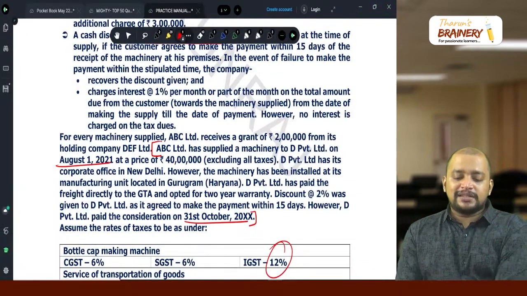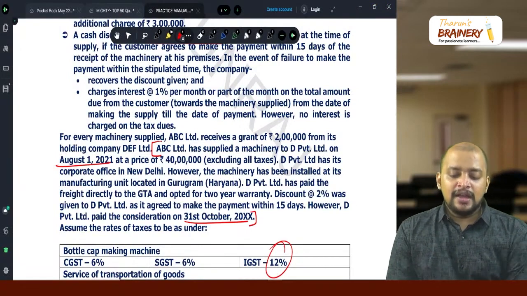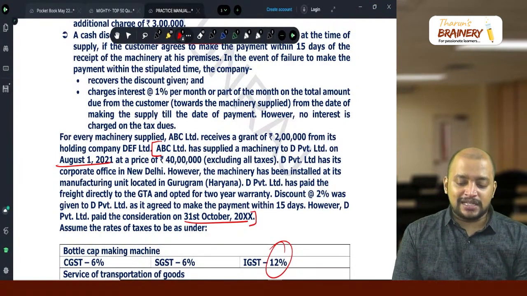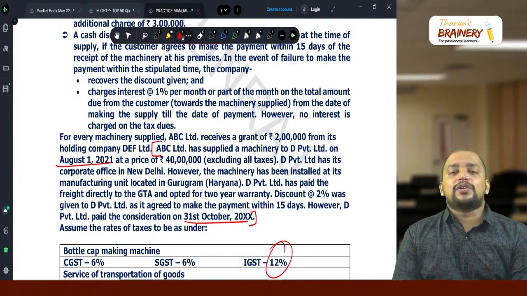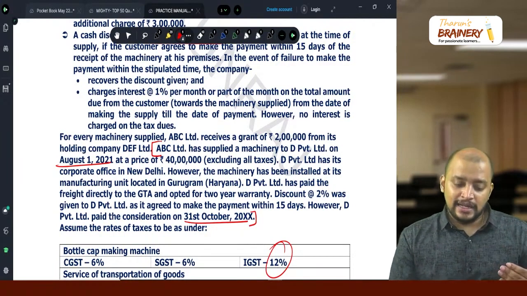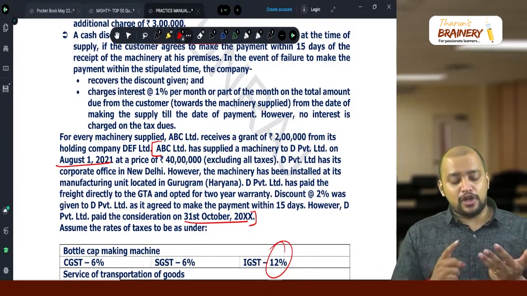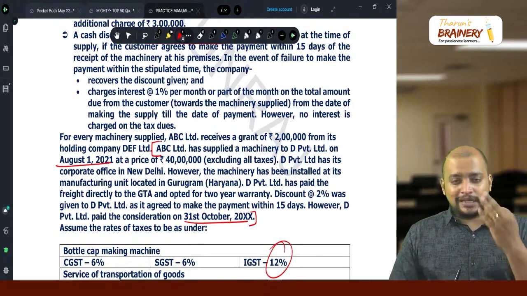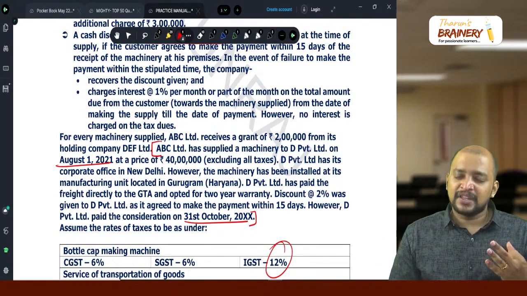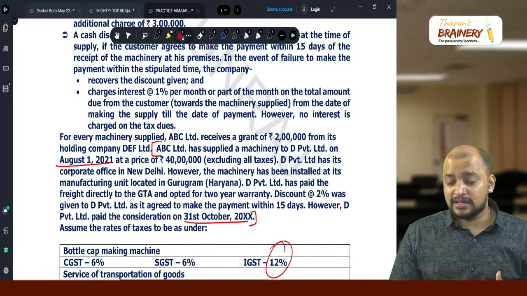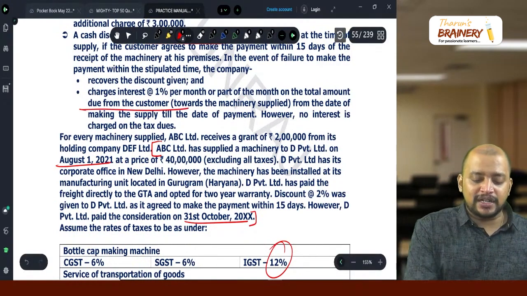Correct? 1% for every month or part thereof on the total amount due from the customer, from the date of making supply. What is the date on which supply is made? August. Till the date of payment, October. So August, September, October, 3 months. So 3%, 1% for every month. On what? On the amount due from the customer.